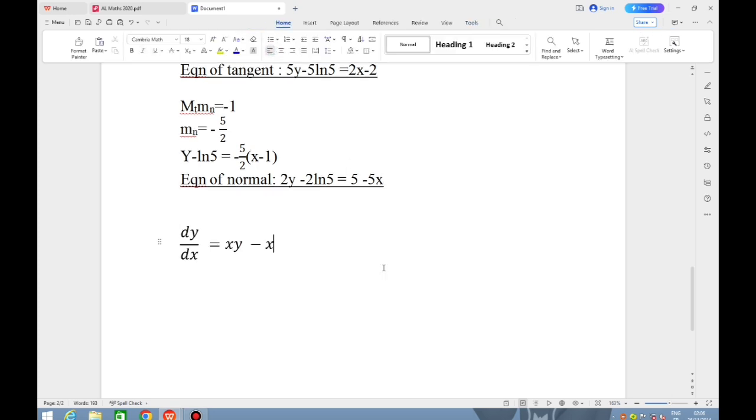So to solve the differential equation, the first thing we need to do is group the like terms together. That is, we're grouping the x terms and the y terms. To do this, you can start by factoring out x in this. That's going to be equal to x into (y minus 1).